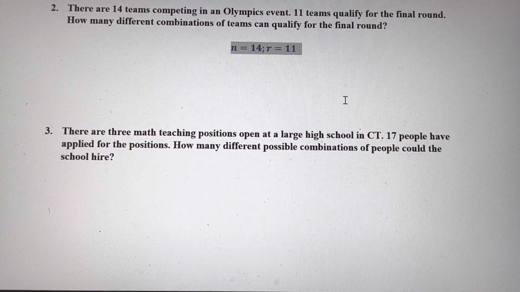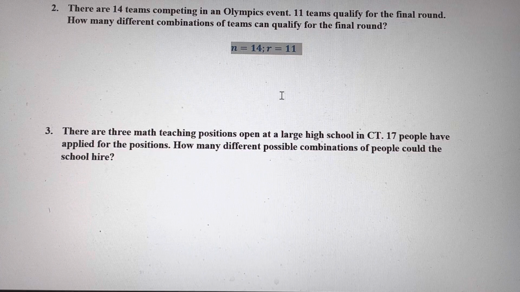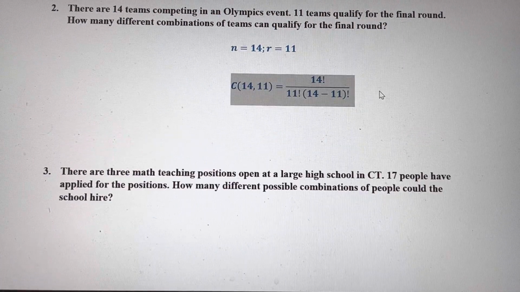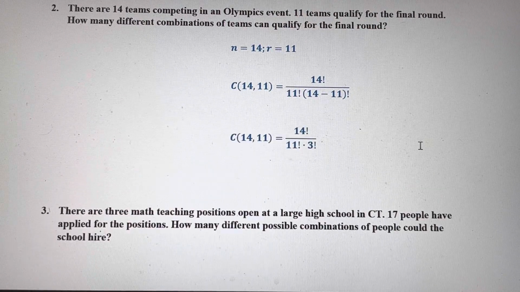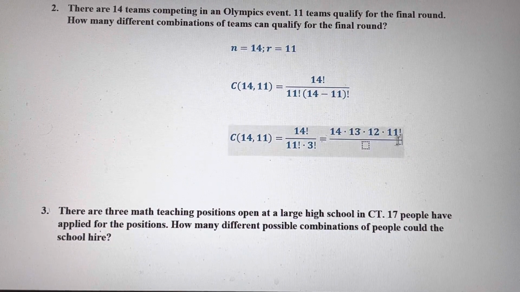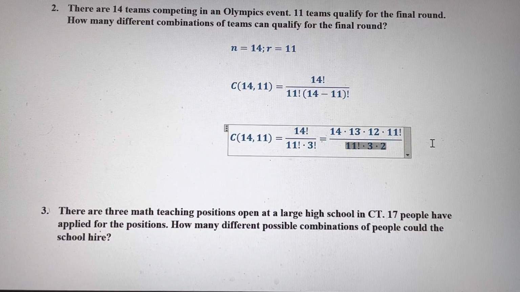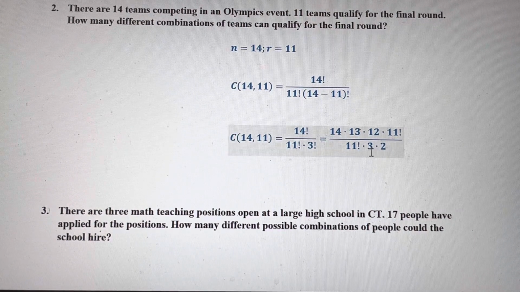So N is 14, R is 11, okay? Plug those in. Again, I'm going to do the parentheses part here. So I get 14 factorial over 11 factorial times 3 factorial, okay? Again, I want to rewrite the numerator until I get to the largest factorial in the denominator, okay? So I'm going to stop at 11 factorial there so they can cancel out, and I'm going to expand 3 factorial to 3 times 2, okay?